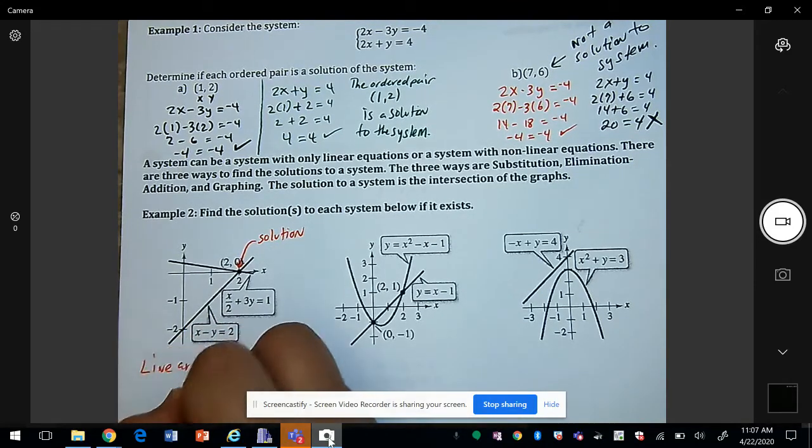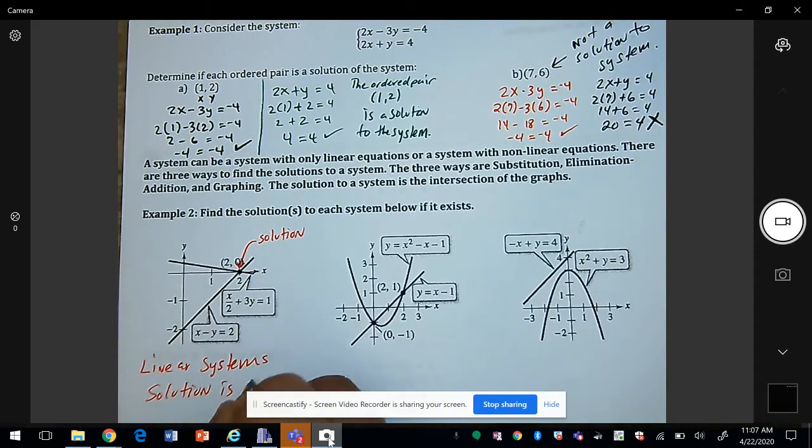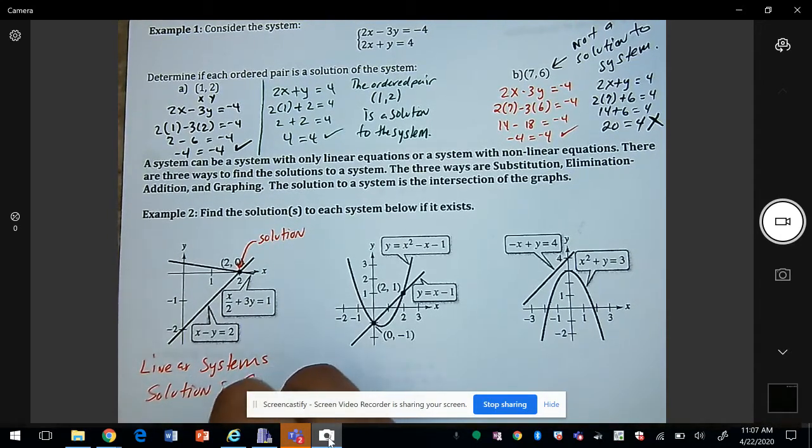This is called a linear system since it's only made up of linear equations. And the solution we write as the ordered pair (2, 0).